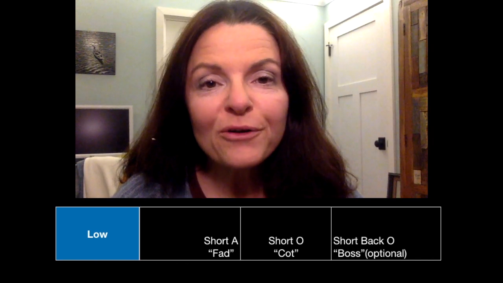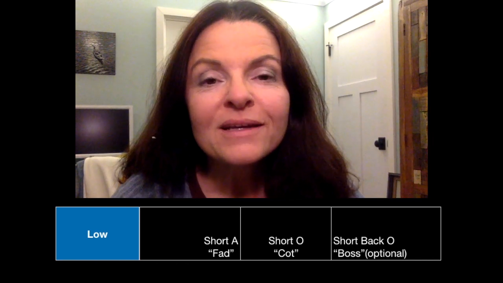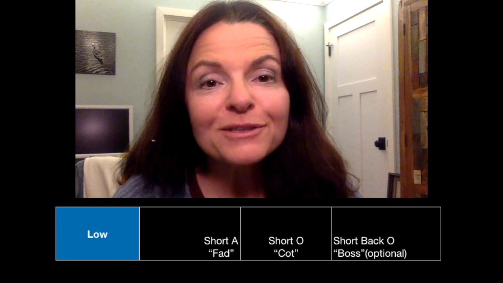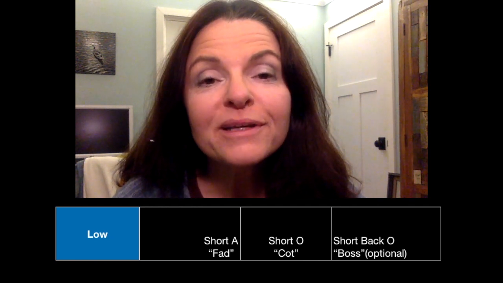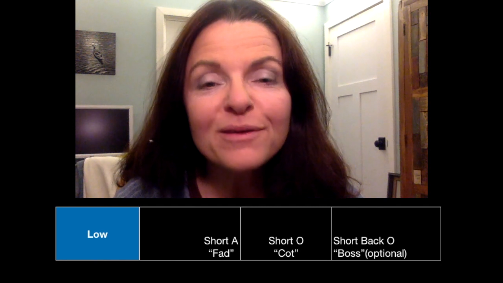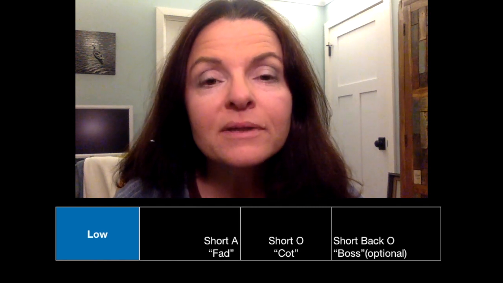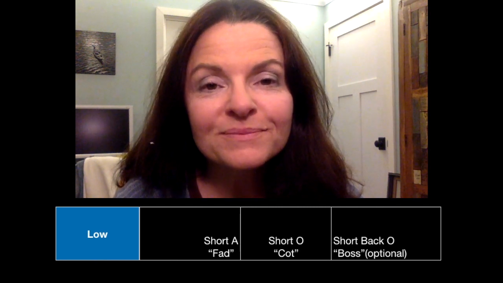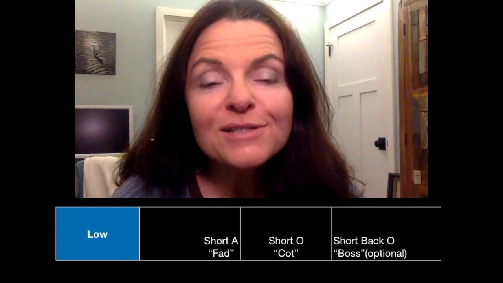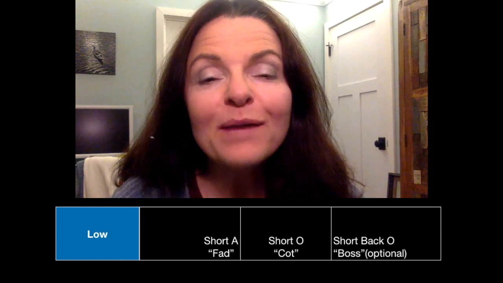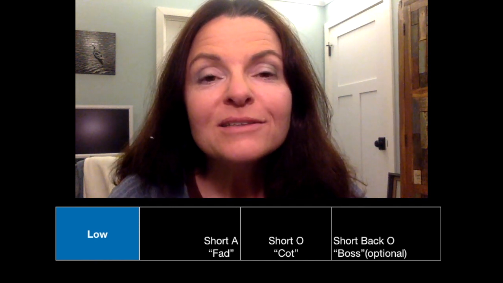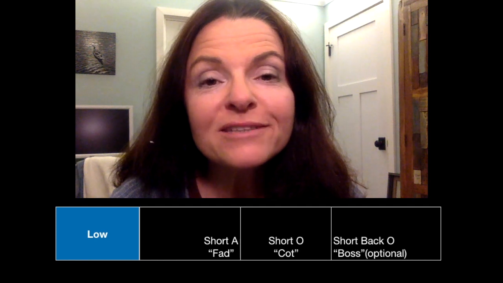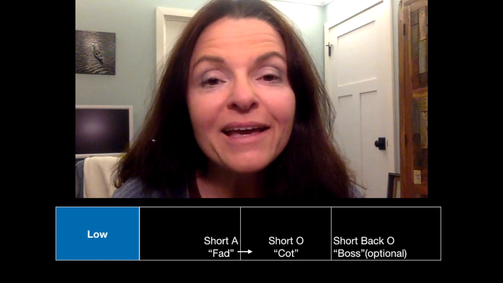The bottom row are the low vowels, starting with short A, which is very American. Open your mouth a lot. Put your tongue at the bottom of your mouth, but lift up that tip. Ah. Now there's two ways to do the short A, and I'm going to show you both. So let's start with the first method, tongue tip up. To show you this, I'm going to show you the difference between short A and short O.